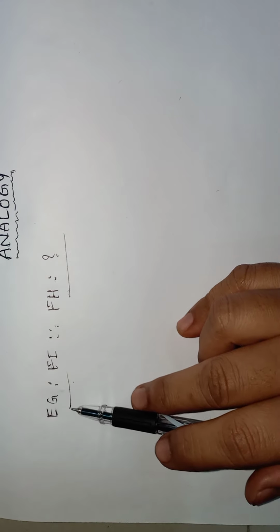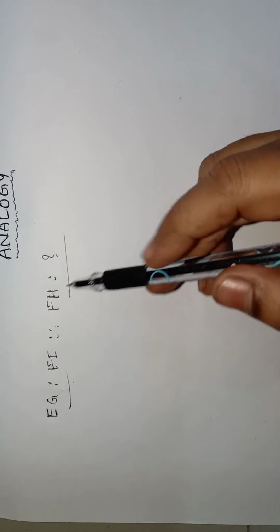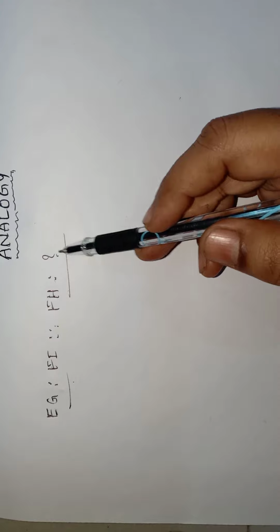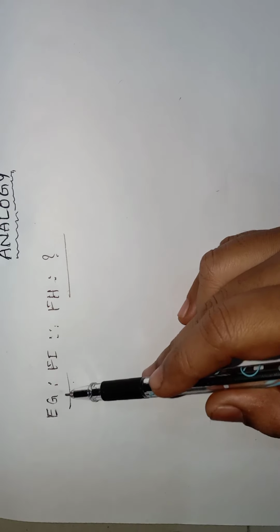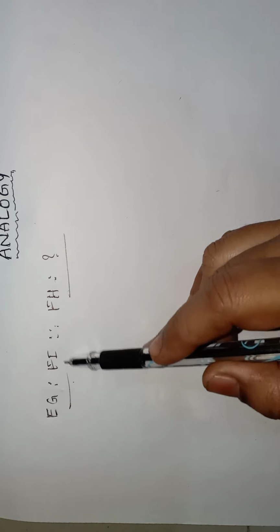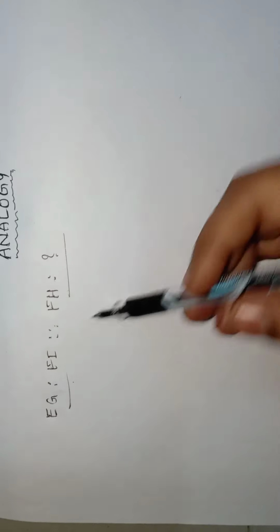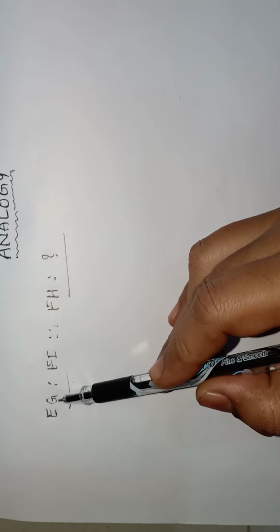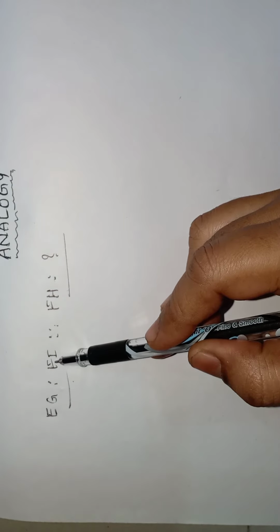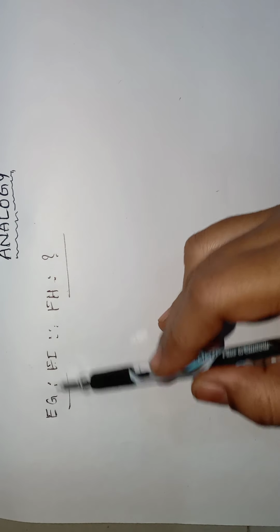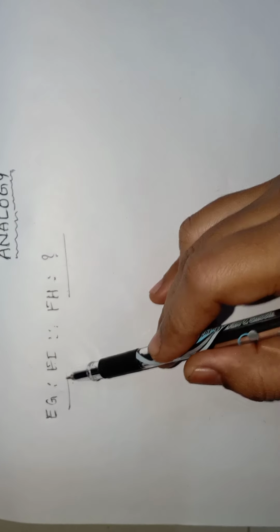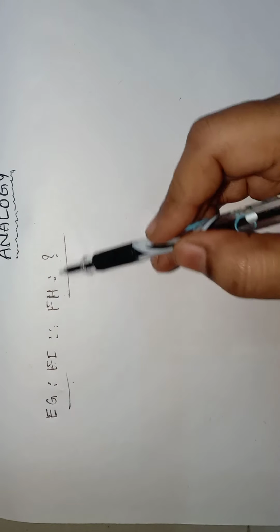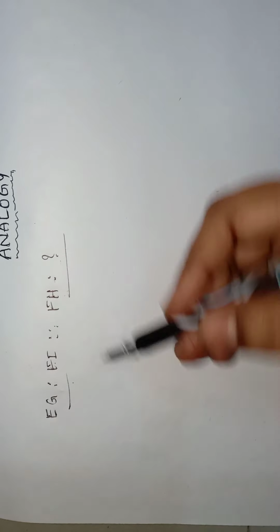Here, take an example. EG is to FI and FH is to dash. We have to find this blank using the relationship between EG and FI. Whatever relation there is between these two, whether letters, numbers or words, we have to use the same relationship here also to find this blank.